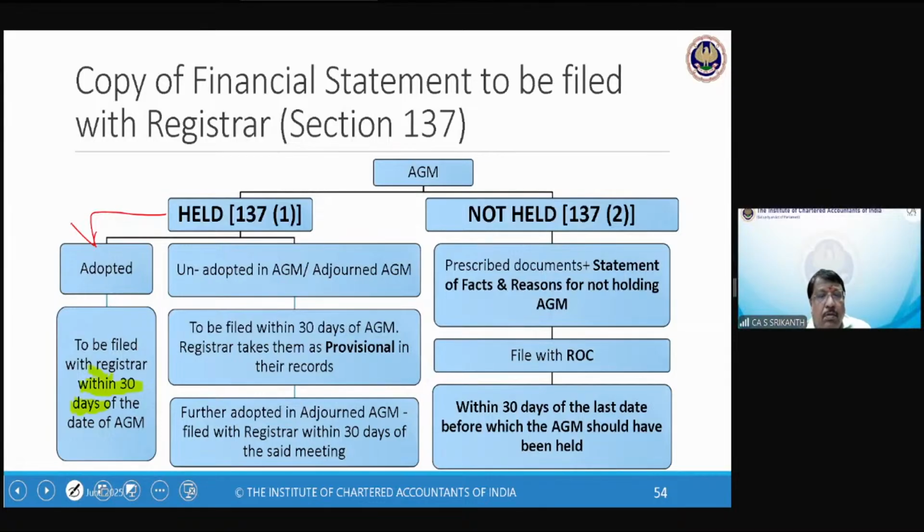Even then, the accounts have to be filed. The financial statement has to be filed within 30 days of the first AGM. Even when it was not adopted, within 30 days you have to file with the registrar. The registrar will take them as provisional. Now at the adjourned AGM, suppose it is adopted, then you file the adopted accounts within 30 days. If then also it is not adopted, what to do? I'll tell you what, nothing will happen. Your duty under 137 is over.